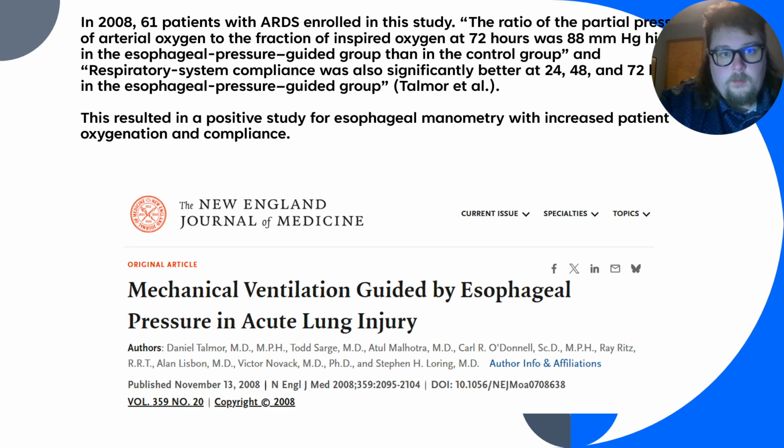So this is our EPVent 1 study. It was done in 2008. Had 61 patients in it. So we had 30 that received an esophageal manometer or esophageal balloon, and the other 30 getting standard of care. We see that in the esophageal guided group, the ratio of partial pressure, or PaO2, and FiO2 at 72 hours was 88 millimeters of mercury higher. So that means they were actually oxygenating better in the esophageal manometry group. And also it increased compliance a significant amount.